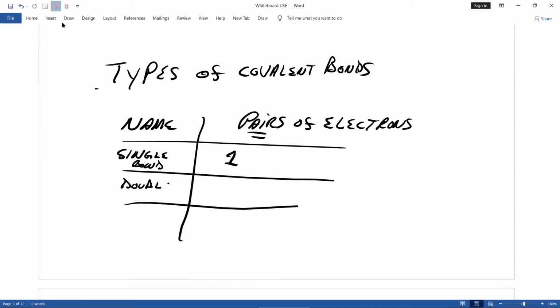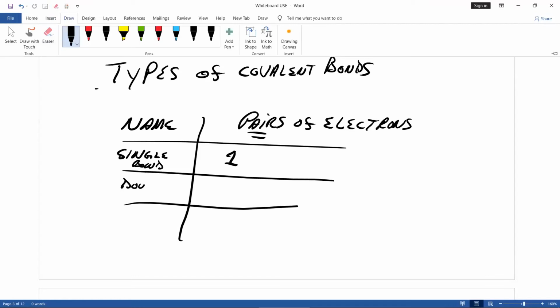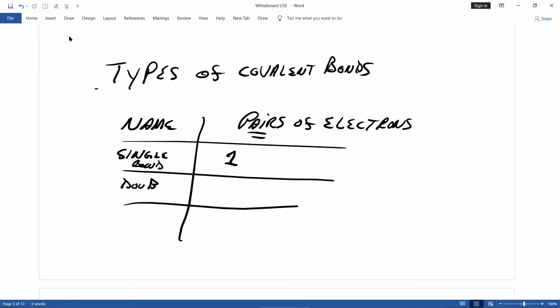That's awful. I can do that on a whiteboard in a classroom too. That's better. And that has two pairs of electrons. And the third type is a triple bond. And that has three pairs.